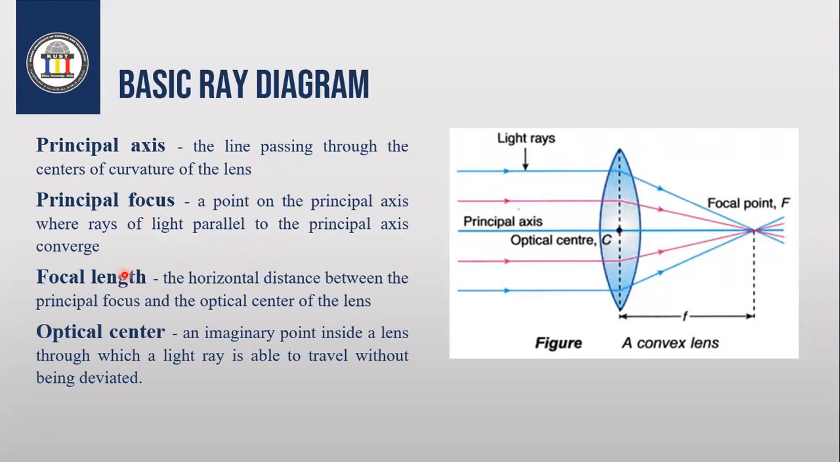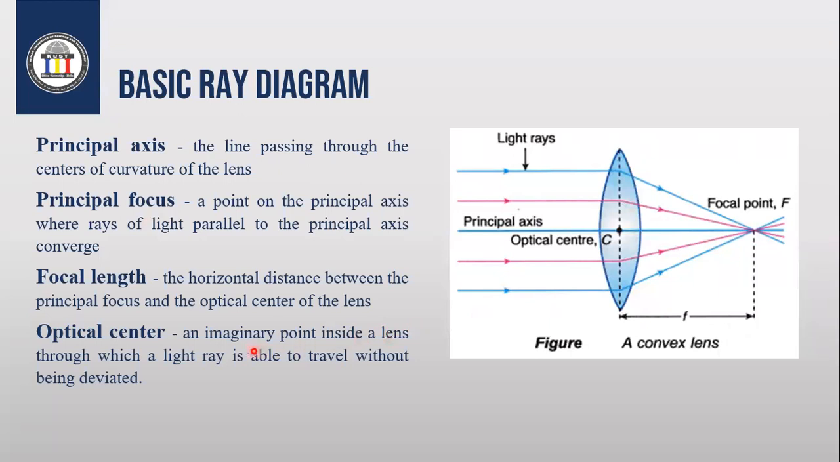And the focal length, what is it? This is the focal point, which we sometimes name the principal focus. The focal length is just the distance between the focal point and the middle of the lens. So this is the middle of the lens, this is the focal point, and this distance is the focal length.